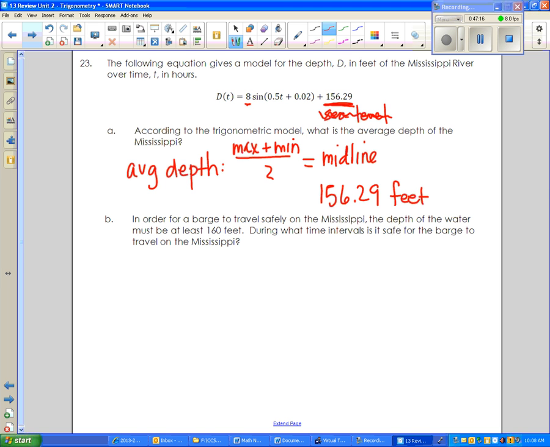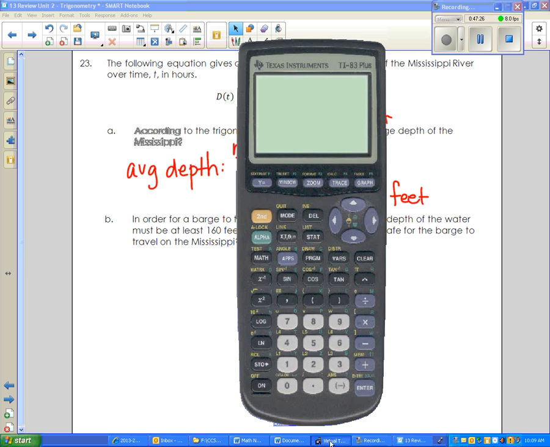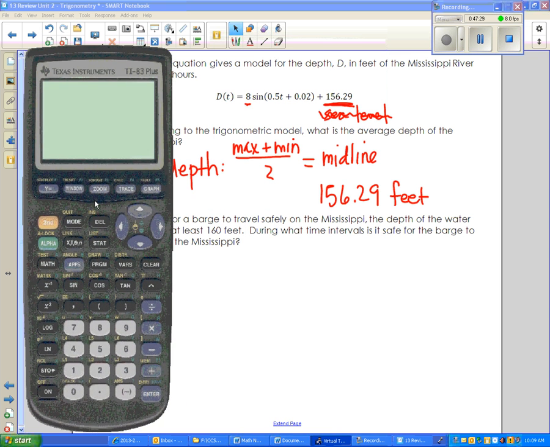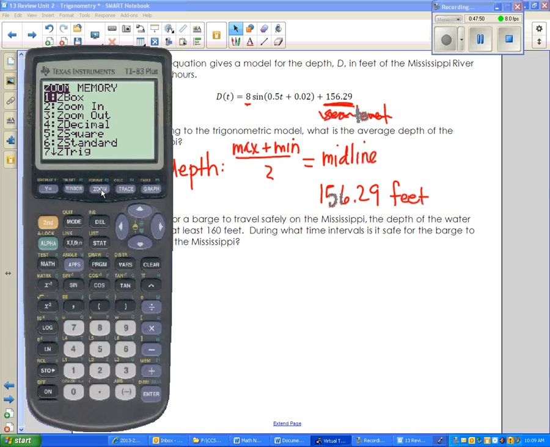In letter B, it says in order for a barge to travel safely on the Mississippi, the depth of the water must be at least 160 feet. During what time intervals is it safe for the barge to travel the Mississippi? So in this case, I'm going to need to rely on my calculator. So let's make sure that we enter this into our calculator properly. We type it in: 8 times the sine of 0.5 times t, or x in this case, plus 0.02. Close your parenthesis, and then add 156.29.